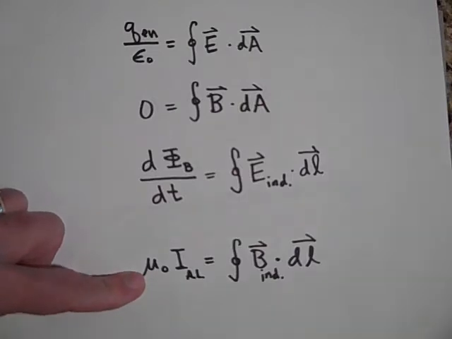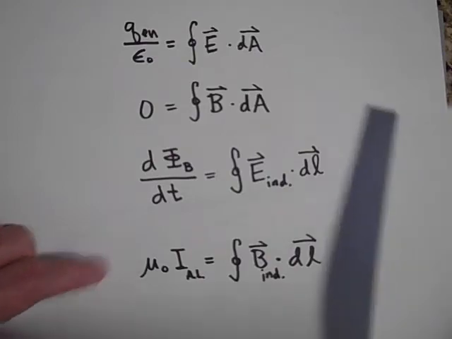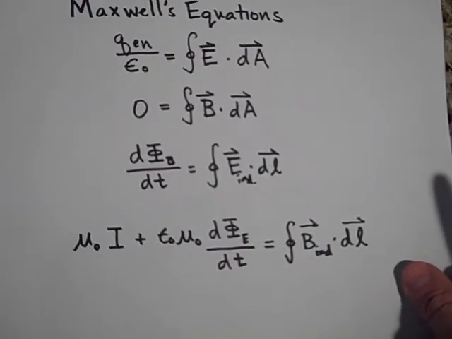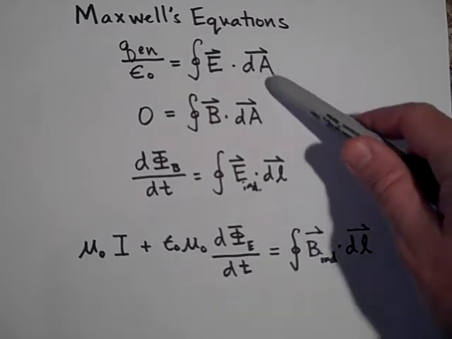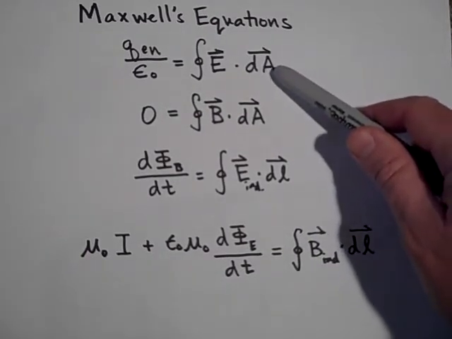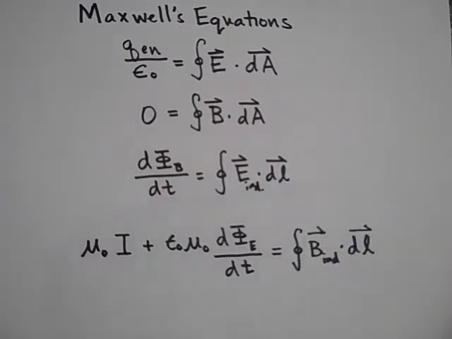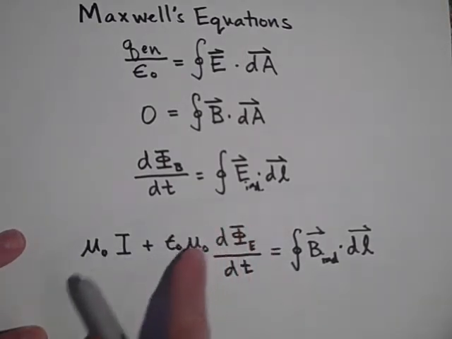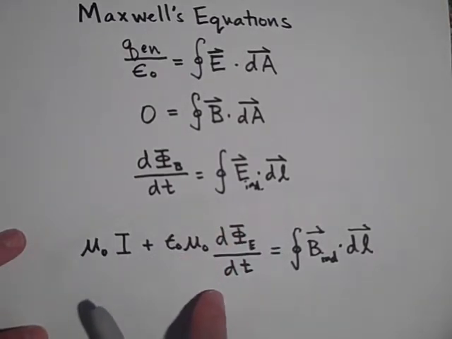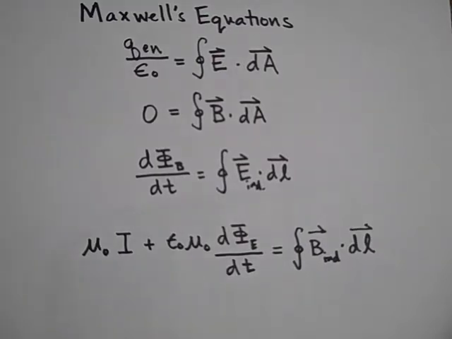By the time we get done with this video, we're going to add one more term to Ampere's law, and that is called displacement current. So see how we still have Gauss's law for electric fields and for magnetic fields, Faraday's law, and then this is Ampere's law now with one addition. This addition right here is called displacement current, and that was added by Maxwell.